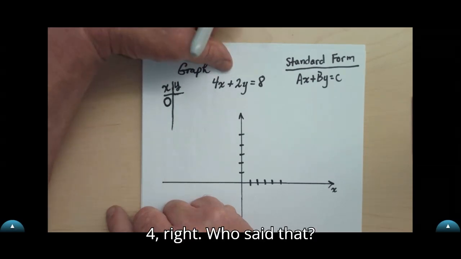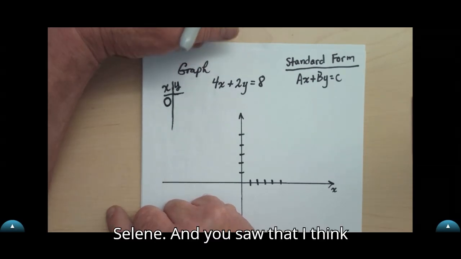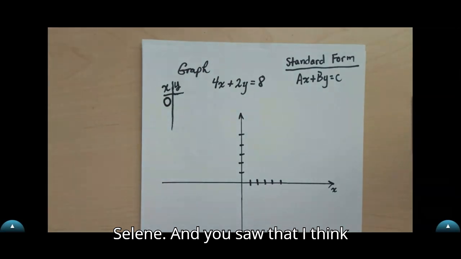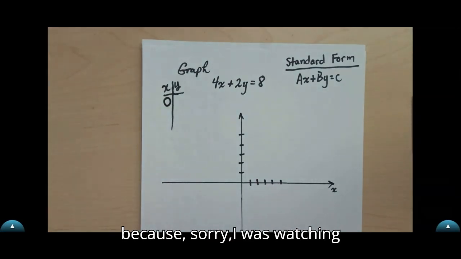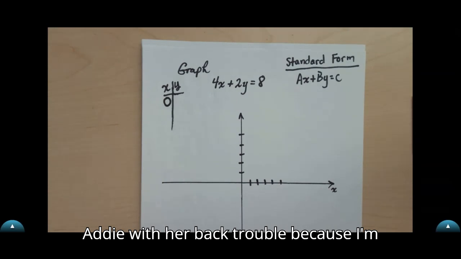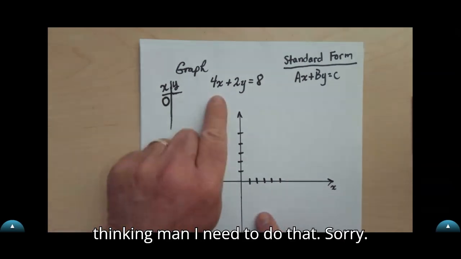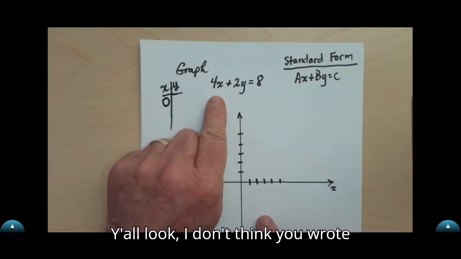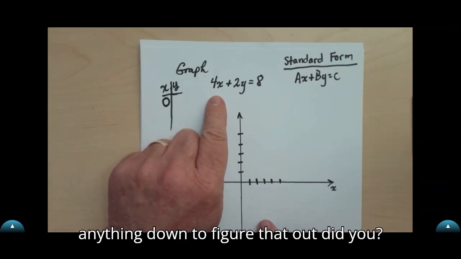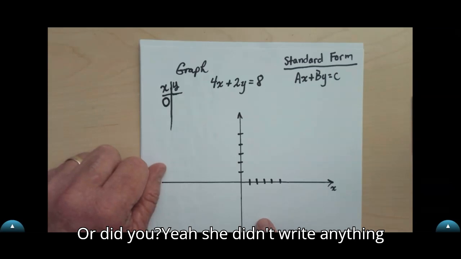4. Right. Who said that? Celine. And you saw that, I think, because I was watching Addie with her back trouble because I'm having the same thing. I was just thinking, man, I need to do that. Sorry. Y'all look, I don't think you wrote anything down to figure that out, did you? Or did you? Yeah, she didn't write anything down.